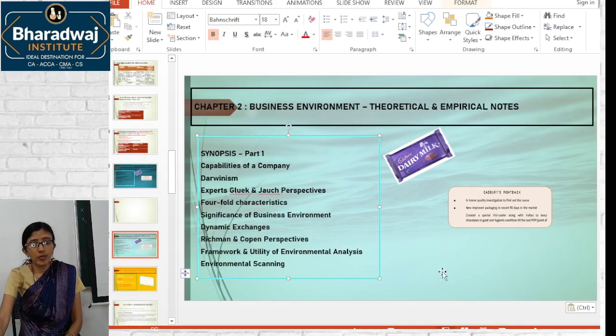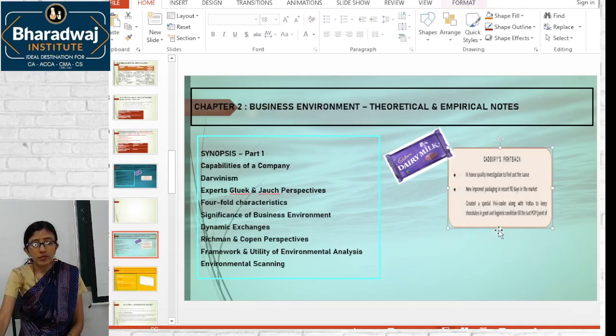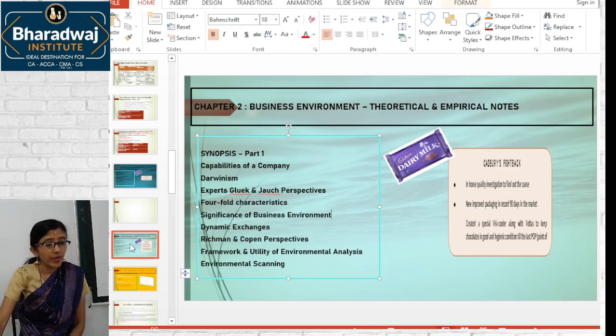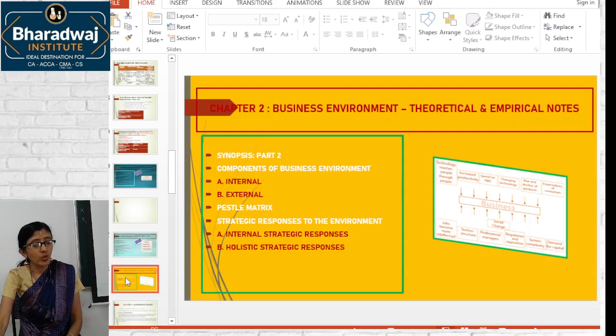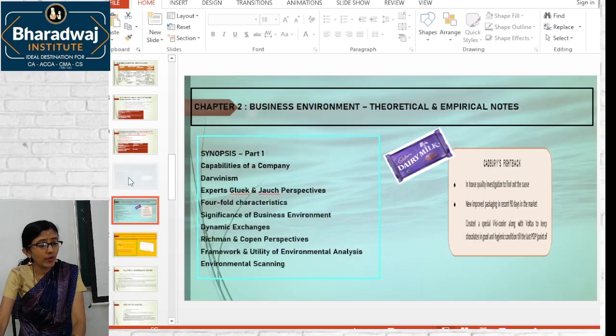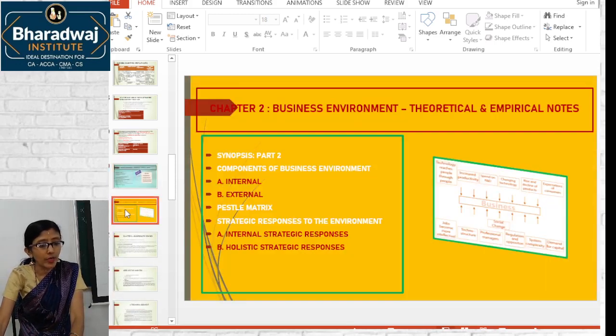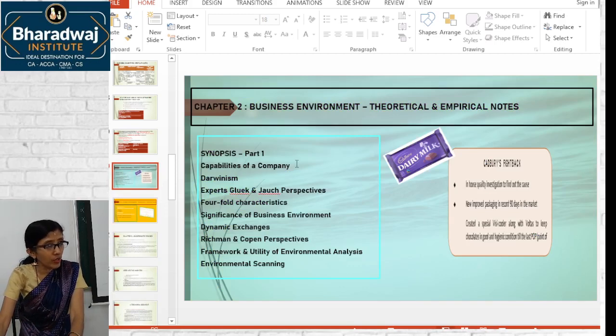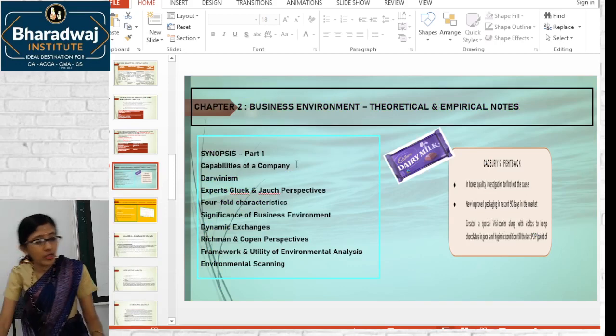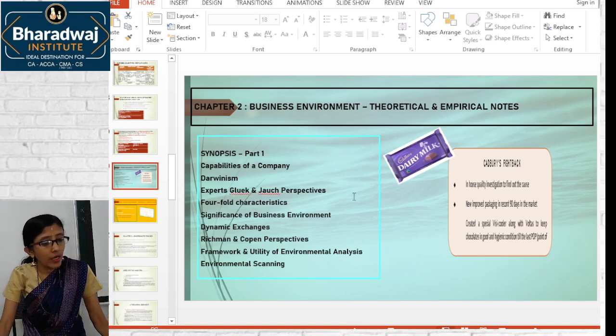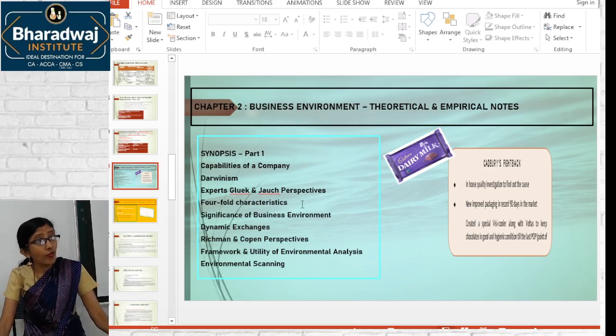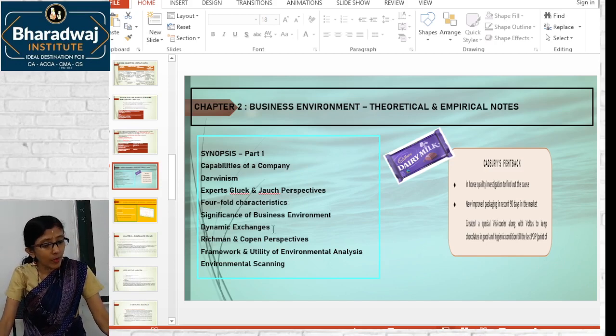Yes, look at this chapter 2 now. Chapter 2 is a very, very important topic: business environment. Look at part 1, part 2. Literally speaking, you have two parts. Synopsis is divided into part 1 and part 2. Look at the capabilities of a company and Darwin's theory, experts Gluck and Josh perspectives, fourfold characteristics of business environment, significance of understanding business environment, dynamic exchanges, Richman and Copen perspectives, framework and utility of environmental analysis, environmental scanning.